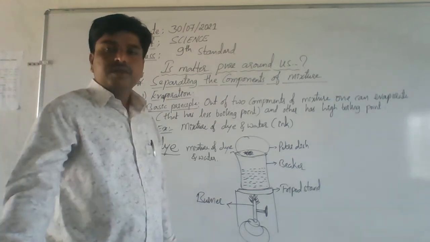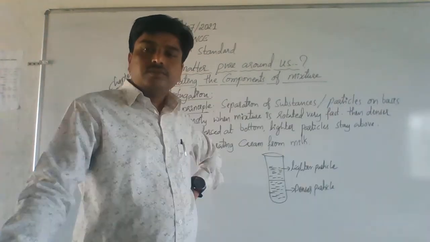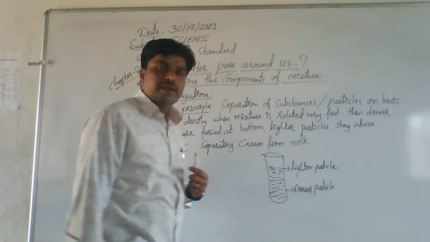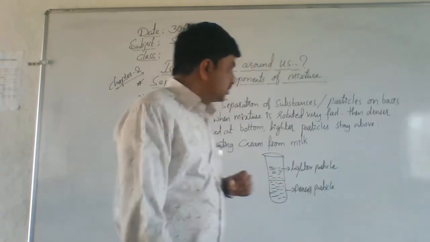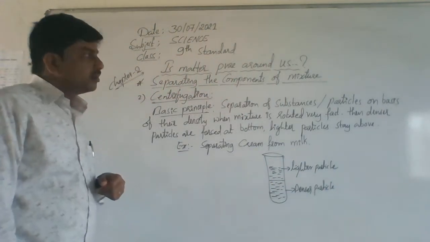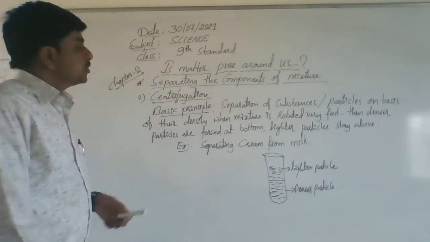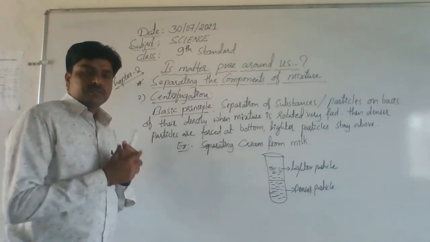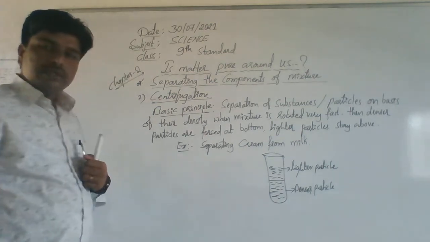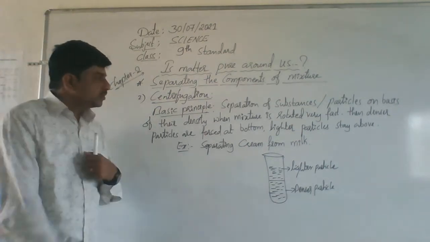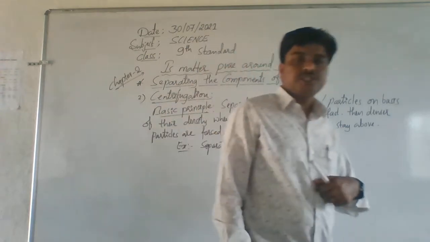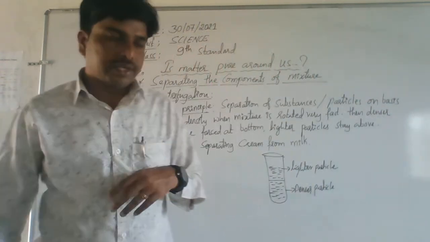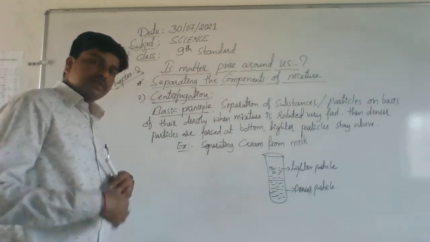Okay. Let's come, students. What is the next method? Let's see, students, the second main method of separating components of a mixture. That is centrifugation. So the first method you have learned is evaporation, and the second method is the centrifugation method. Understand? So where is the centrifugation method used? Okay, I will say after.